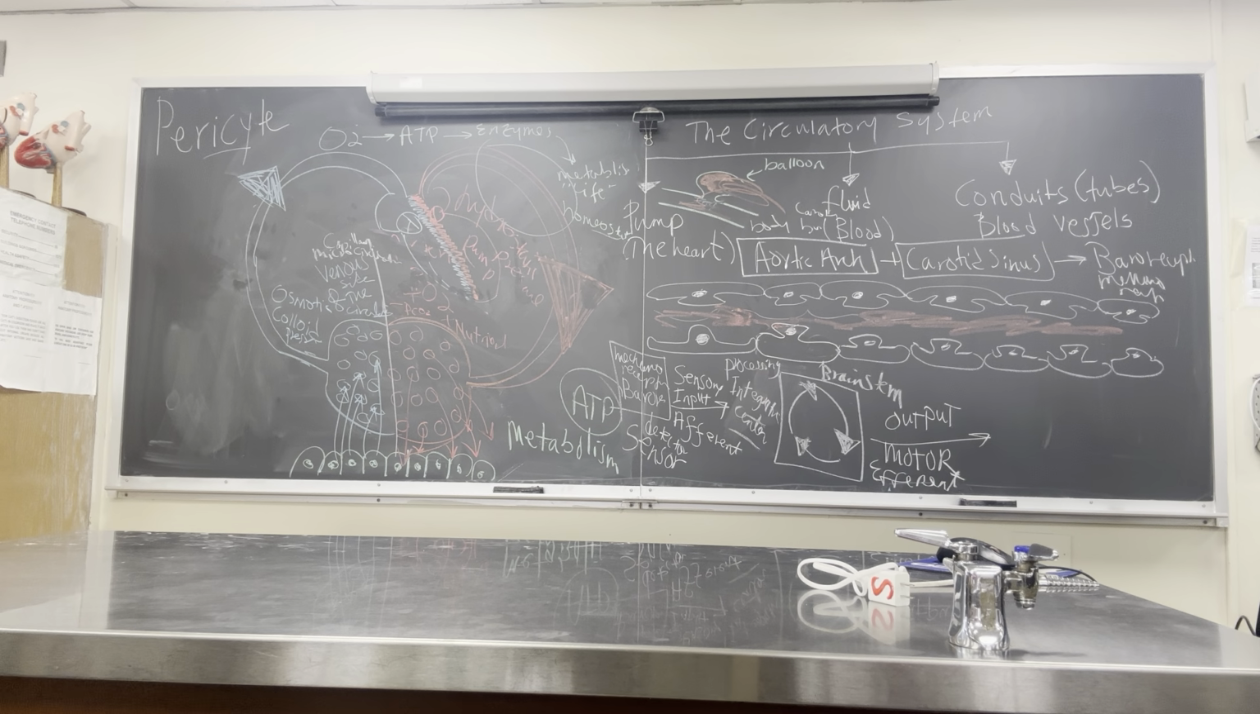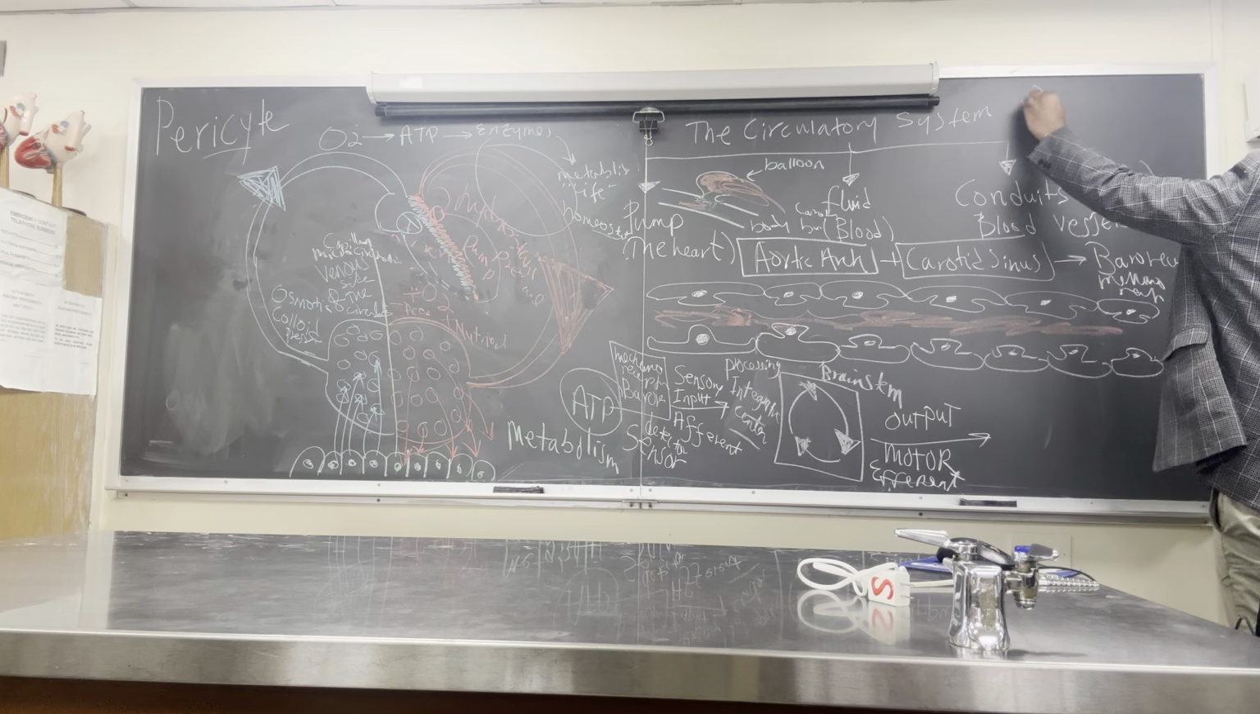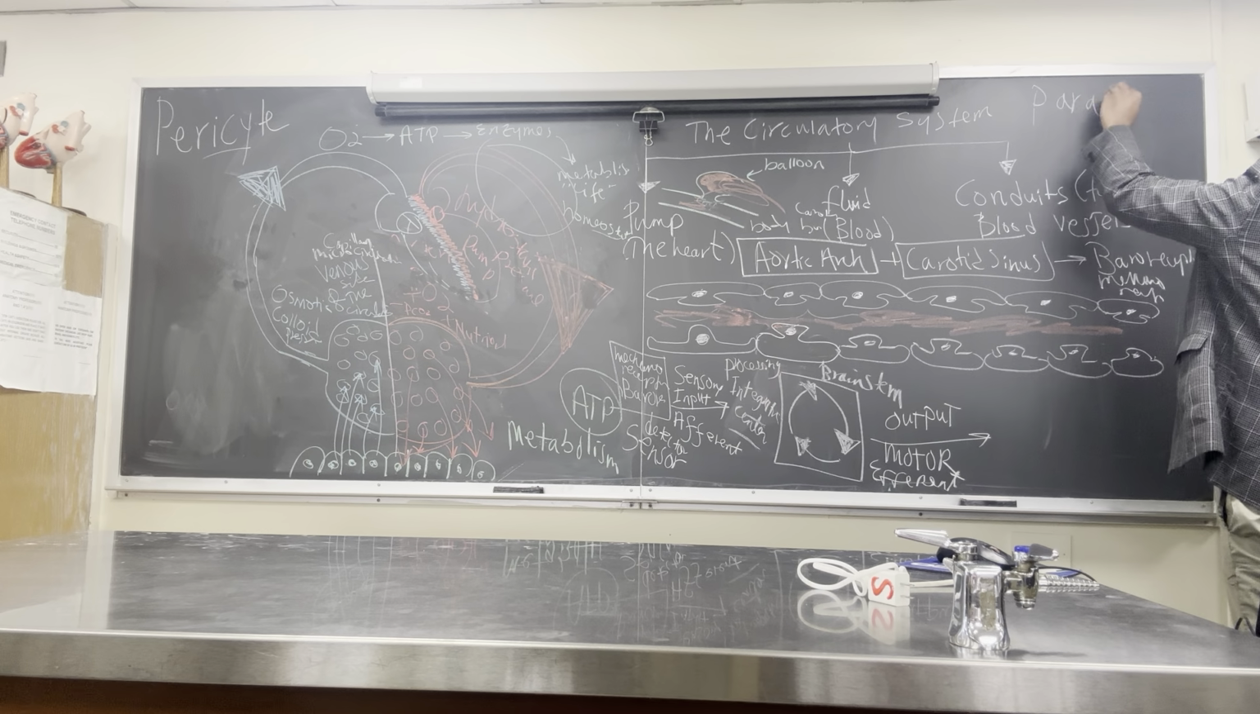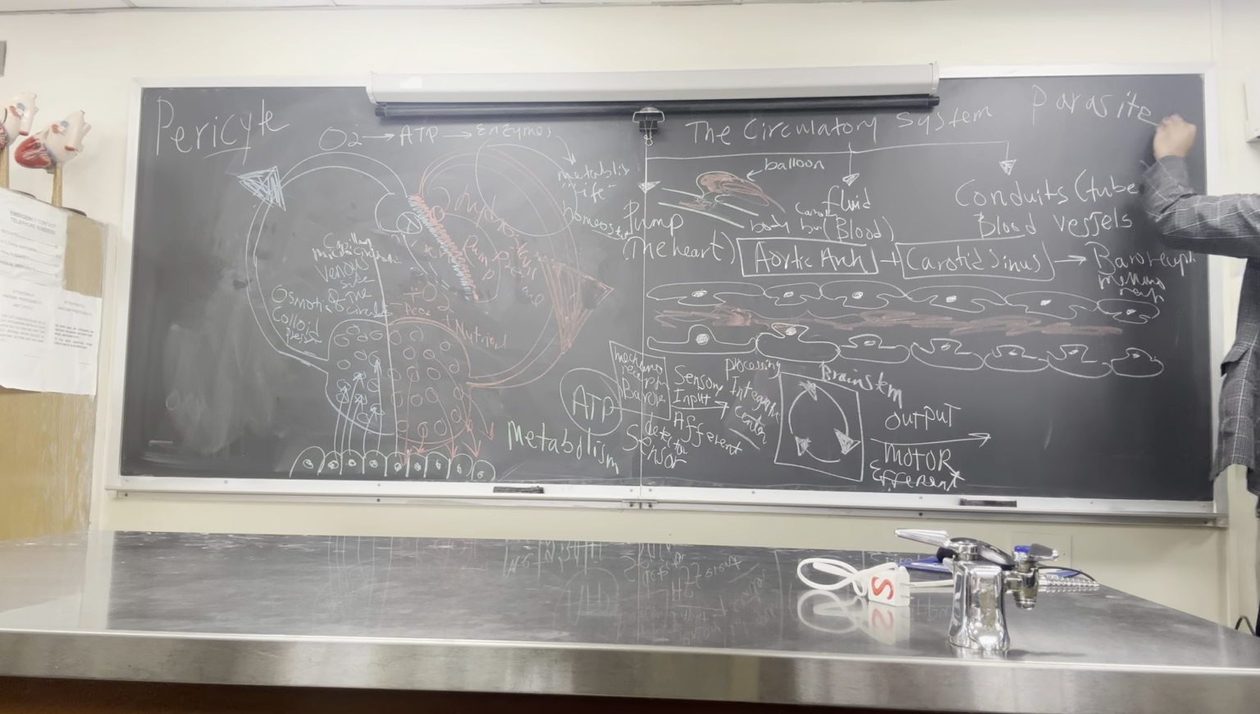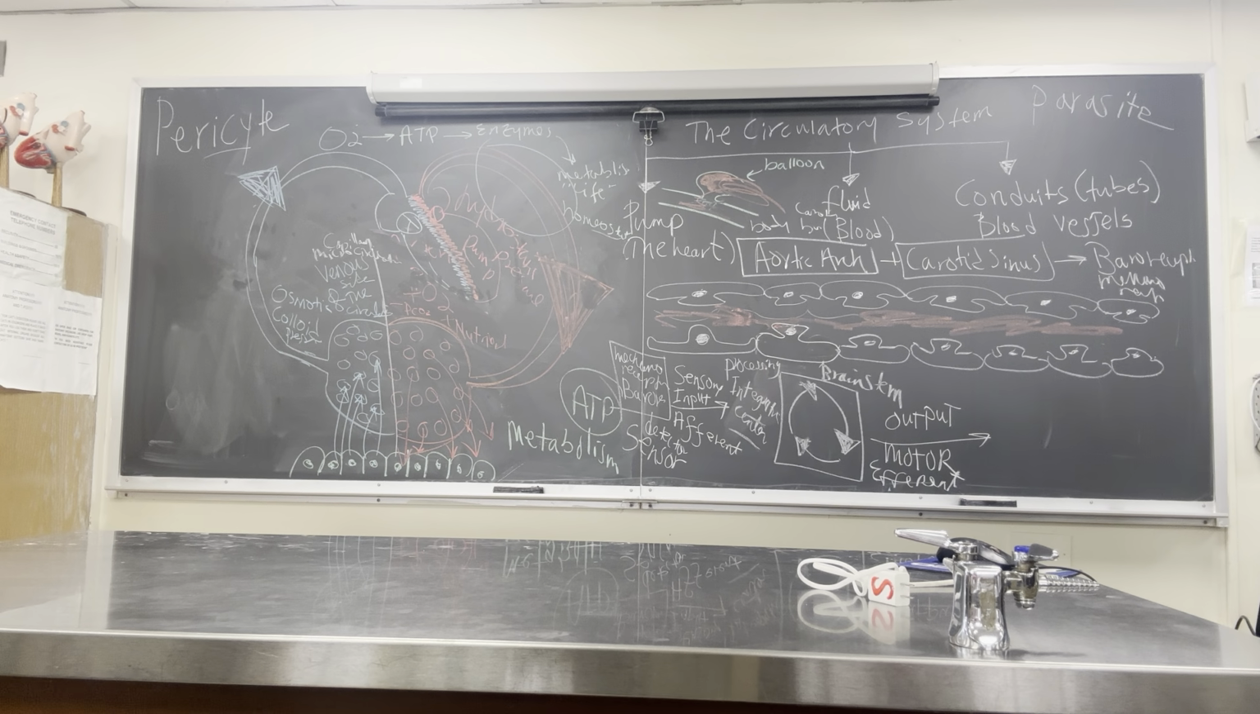You're talking about parasite. Parasite is with an A. That's like when a worm or some type of microbe is harming you and surviving off of you. But this is not a parasite. This is a pericyte, P-E-R-I. A pericyte is this pinkish connective tissue around the capillary.